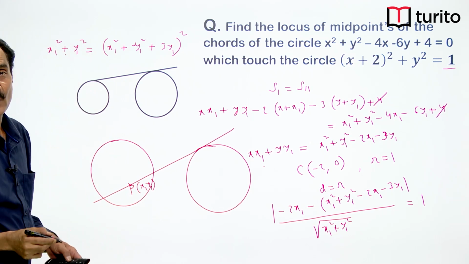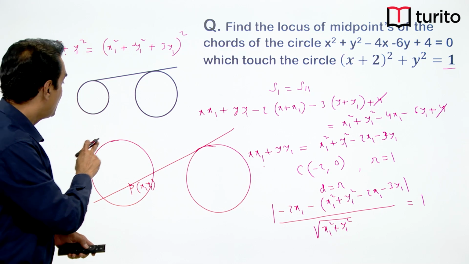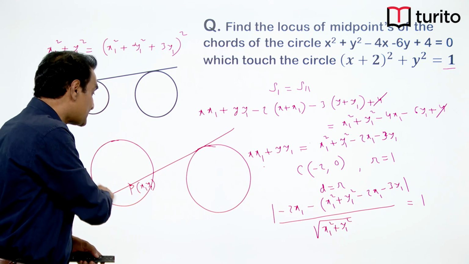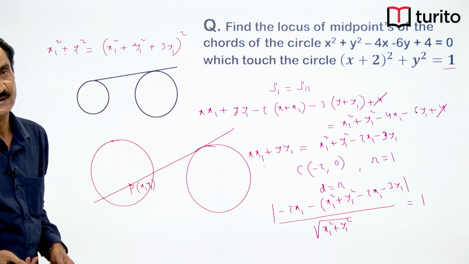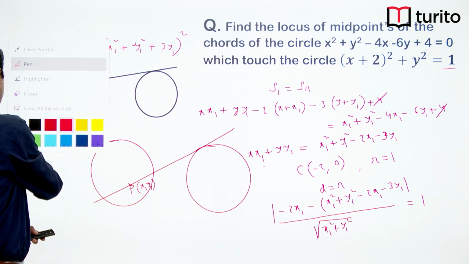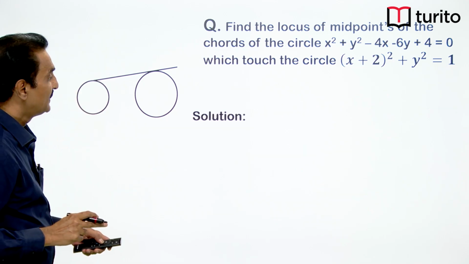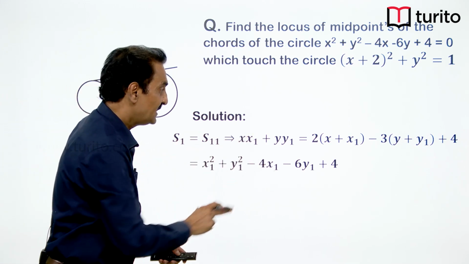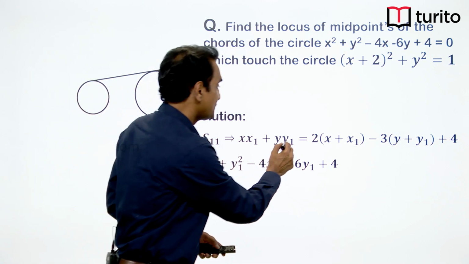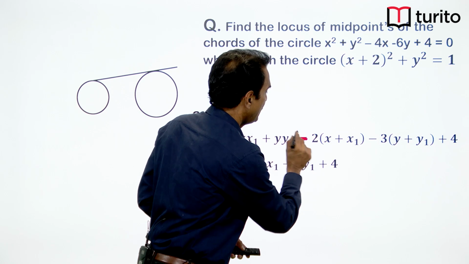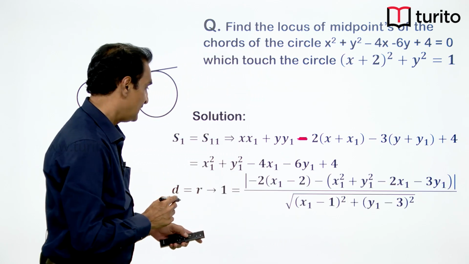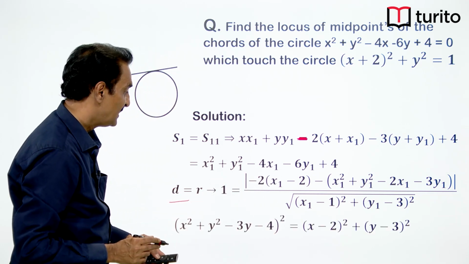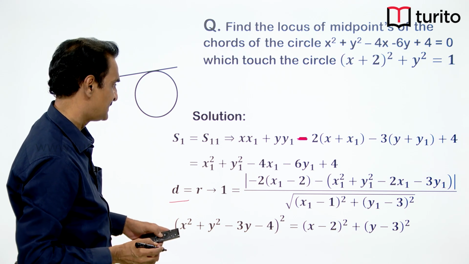So, this is going to be the locus of the midpoint of the chords of this circle which are tangents to the second circle, right. Now, let us see the same steps. S1 is equal to S11 is the tangent, and we have written the equation of the tangent xx1, this is minus 2, and then perpendicular distance from the center is equal to radius, we get this, and on simplification, what is this?